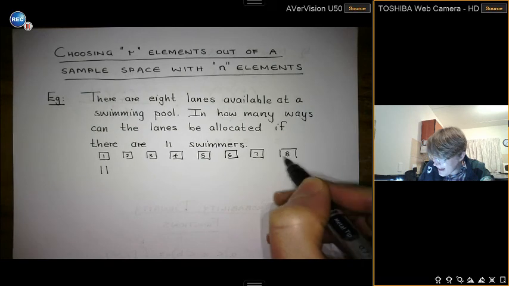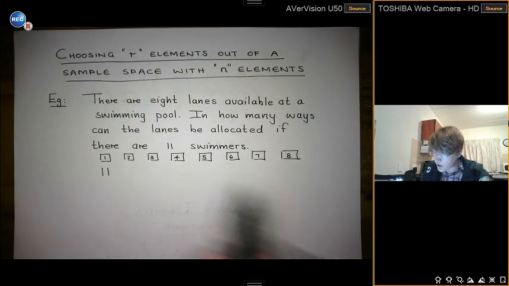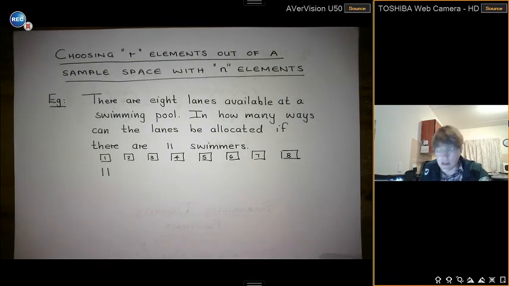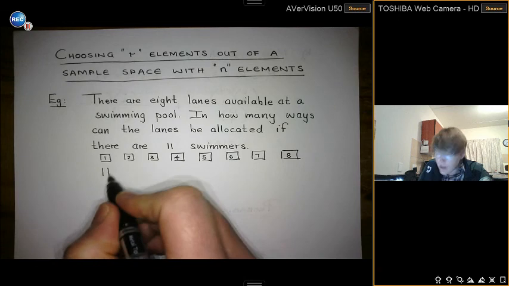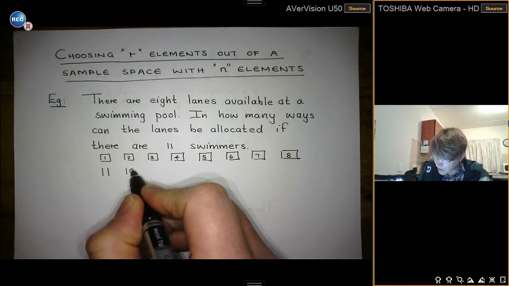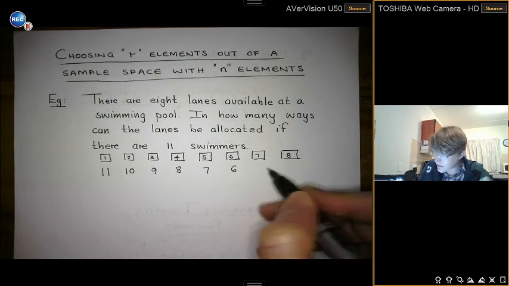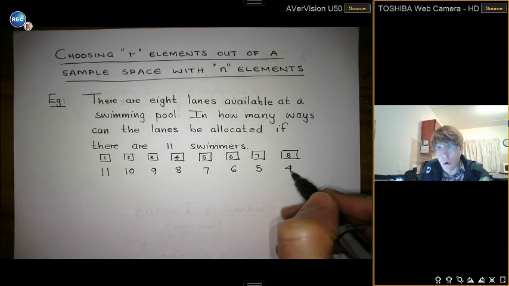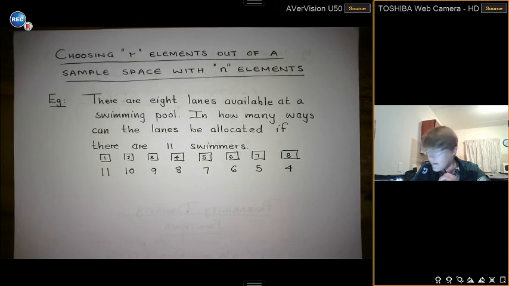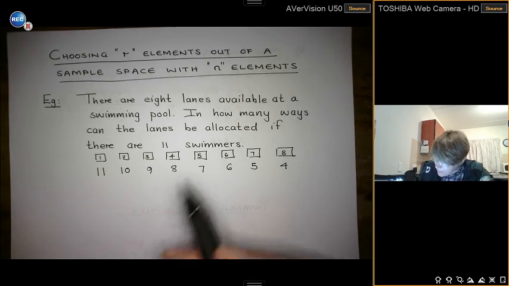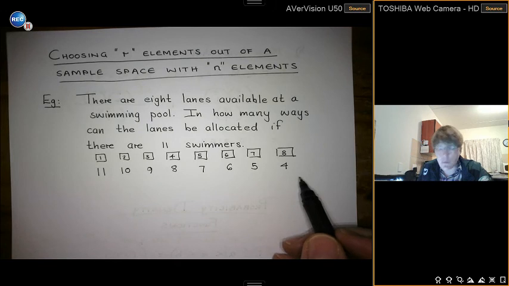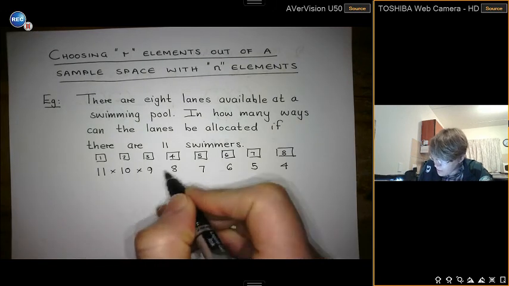So there are my 8 lanes that I have to allocate. There are 11 people I can put into the first lane. Second lane, because I've already picked one, there are now only 10 people available there. Then 9, then 8, then 7, then 6, then 5, then 4. And then I have to stop, because I have no more lanes to allocate. But, like we did previously with this example, I can then just go and multiply.